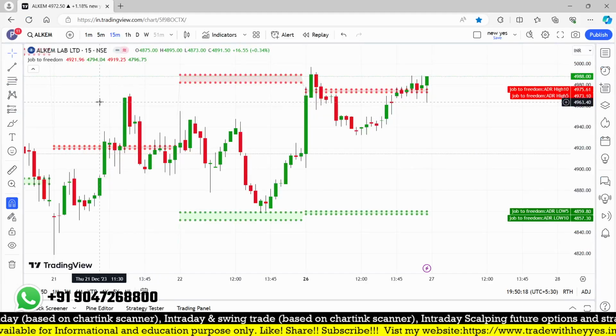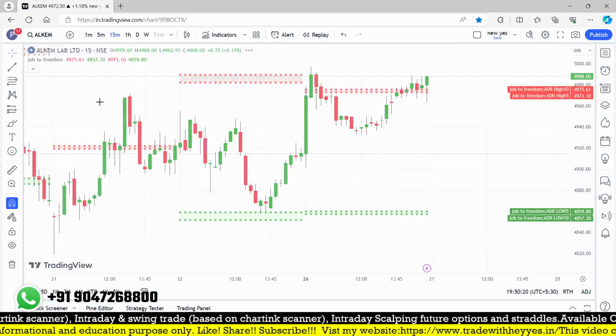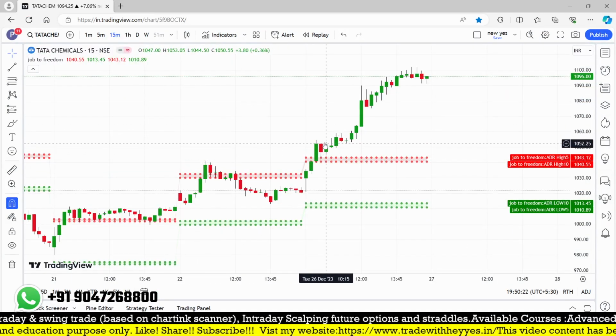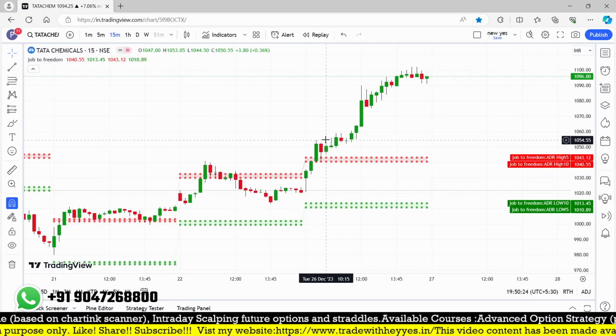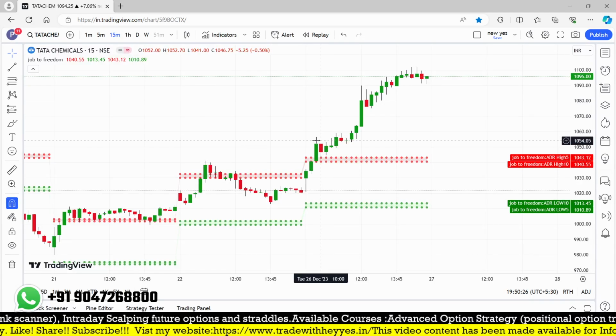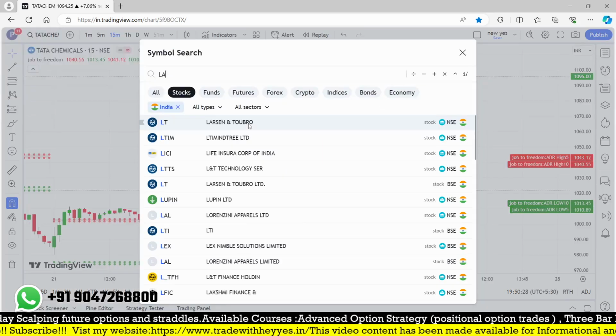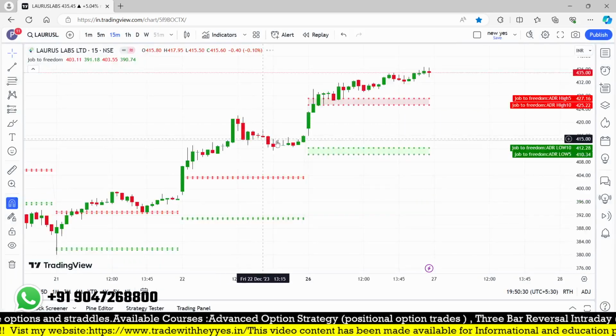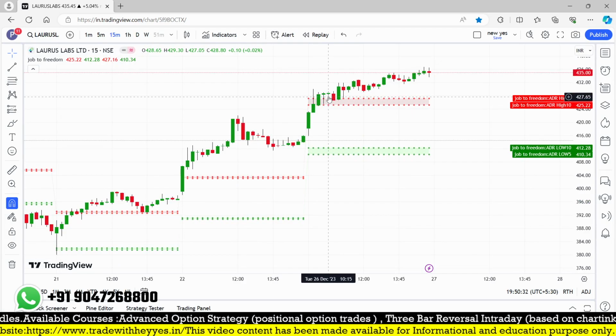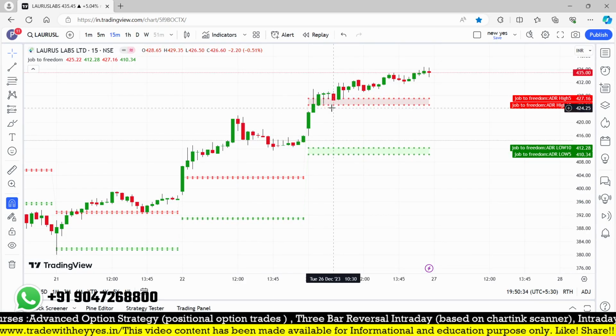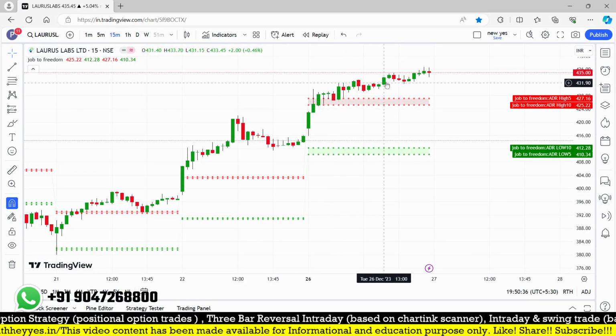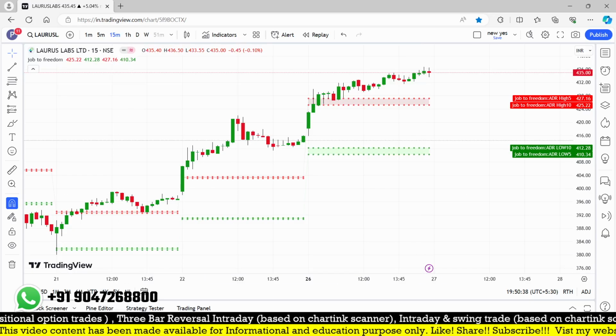That is around 10 o'clock. In the third candle, the high is broken, giving you a good movement, more than 40 points. And Lara's Lab, there's one more thing. That is the third 15 minutes candle that gave you the breakout, maybe at the low. So a very small stop loss. That is also giving you some 7 rupees move.